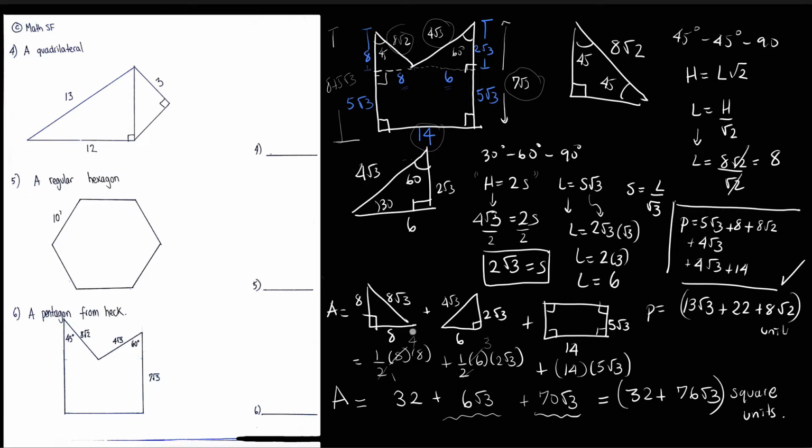2 goes into 8 4 times. 4 times 8 is 32. Same technique here, you reduce that. 2 goes into 6 3 times, times the 2 root 3 gives you 6 root 3. And this 14 times 5 root 3 gives you 70 root 3. Combining like terms, you will get 32 plus 76 root 3 square units. So all of this is for problem number 6. Let's move on to the next problem.